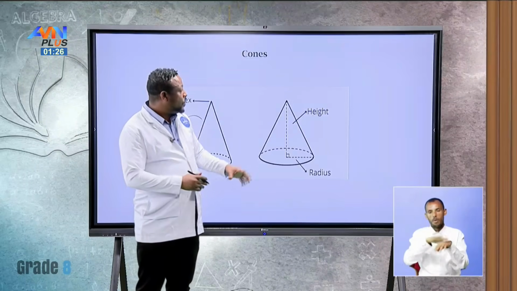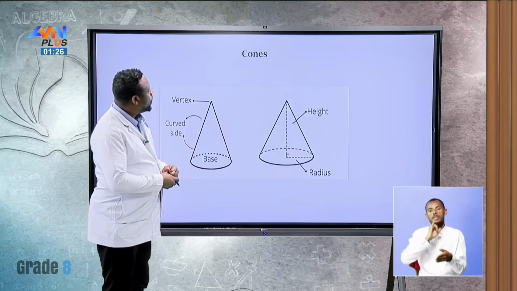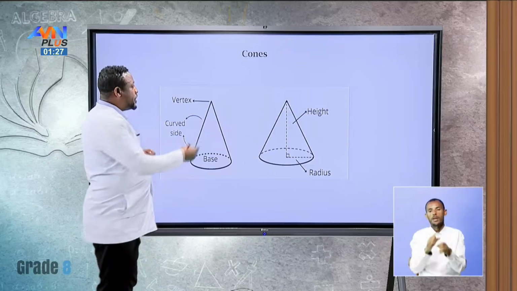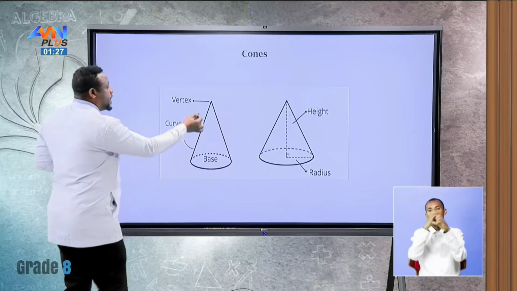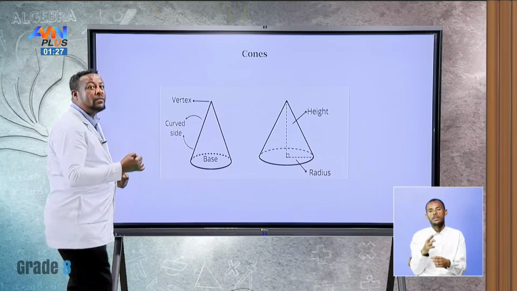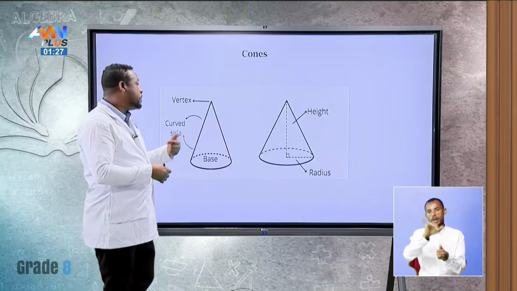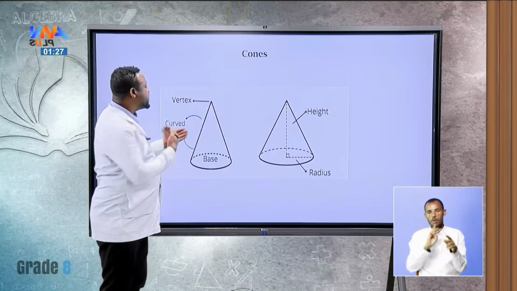So this is a cone. Here in a cone we have a vertex. We have one vertex, which is similar to a pyramid. We have a curved surface.